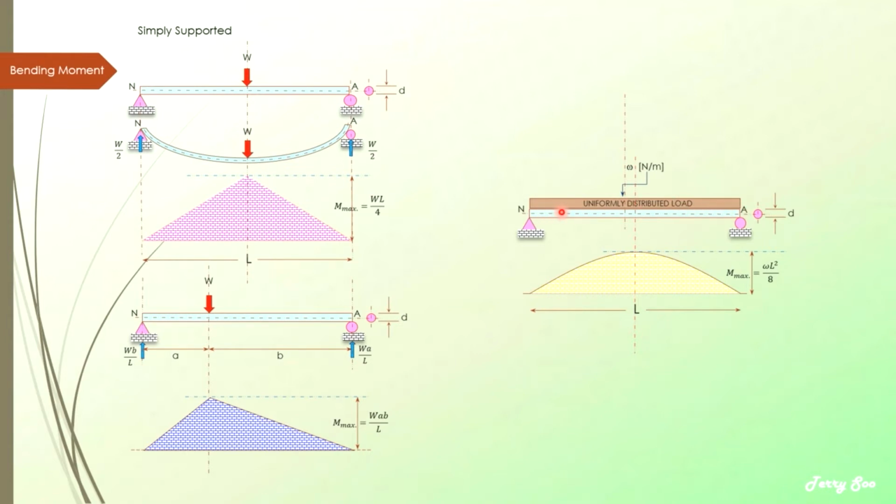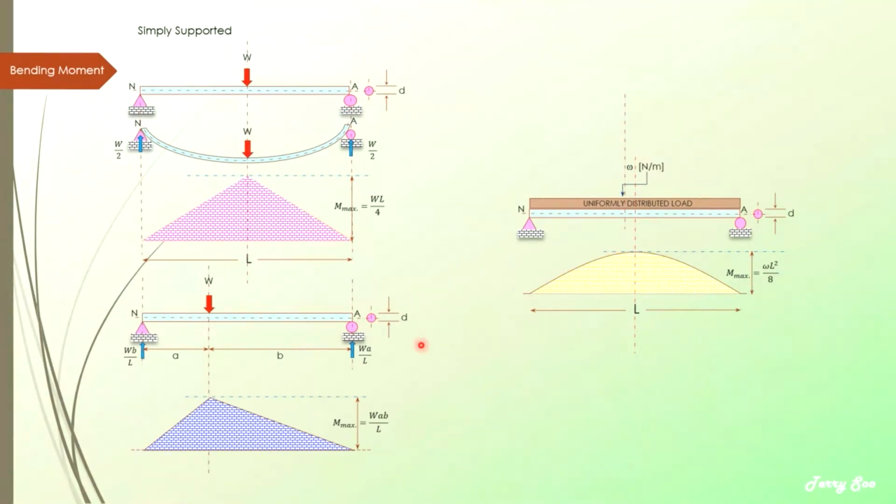So let's say, for example, you have 0.1 meter. If you want to find the total load, then you have to take omega, which is in Newton per meter, multiplied by 0.1 meter. So the Newton per meter with the meter will cancel off, and you get the Newton. So the maximum bending moment is given as omega L squared over 8.